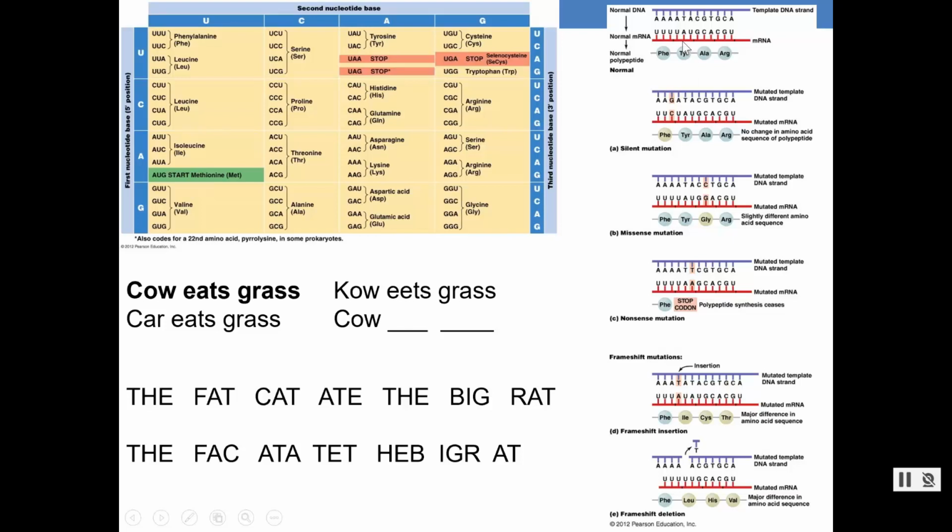Let's look at another one, though. So here, we get a mutation, AAA to ATA, that leads to a codon, UAA, and instead of getting tyrosine in the second spot, instead of giving you tyrosine, you get a stop codon. Remember what happens in a stop codon?